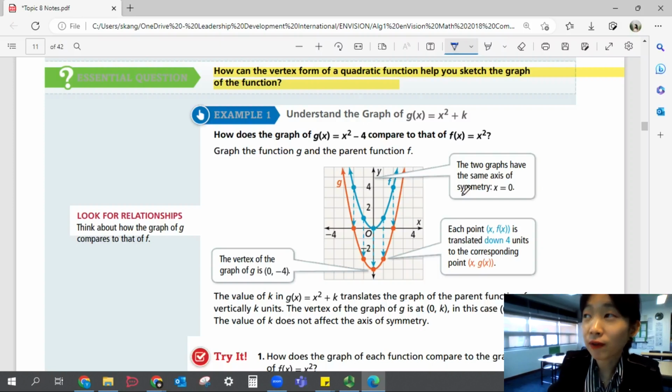We're going to graph the function g and the parent function f. So parent function f is the blue one, okay? That is the parent function x squared. Without any transformation, that's just where you start with the graph x squared.